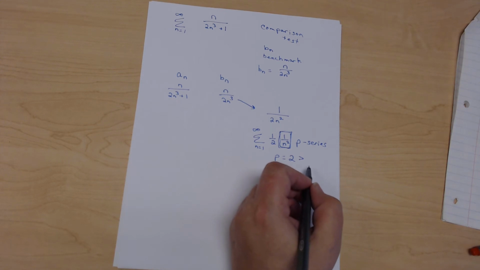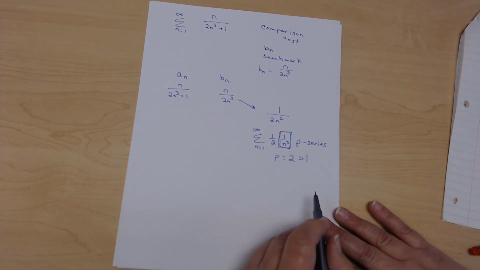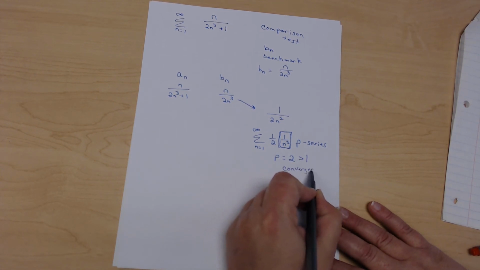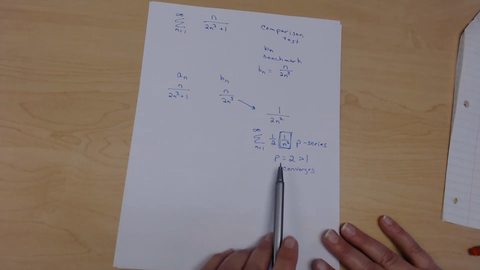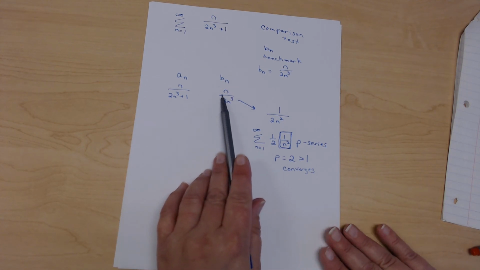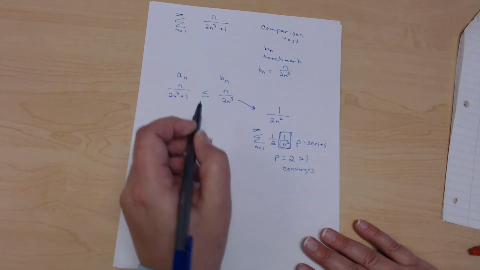Is it greater than or? Yeah, it's greater than 1. Yep, greater than 1. So this converges. Okay, so I've proven that my benchmark converges. Now, if my benchmark converges, my only option is to prove that this guy is less than or equal to.